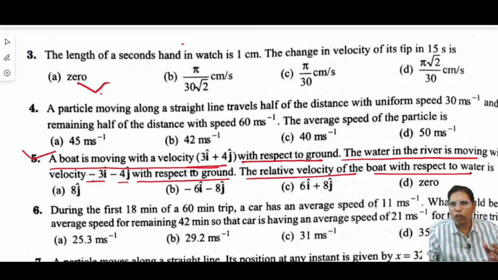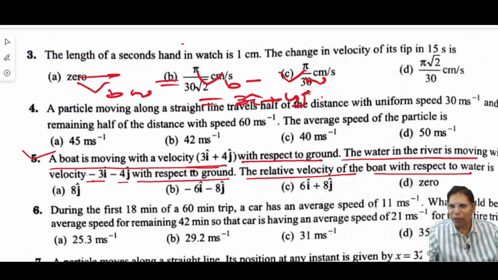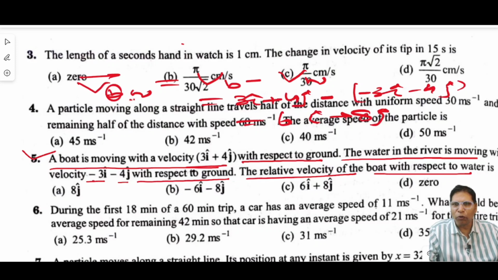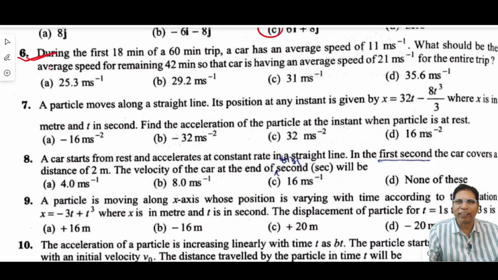Now, the relative velocity of the boat with respect to water, VBW, is equal to VB minus VW. Here VB is 3 i cap plus 4 j cap. Okay, no problem. And VW is 3 i cap minus 4 j cap, with the minus sign applied. So this becomes 6 i cap plus 8 j cap, the relative velocity of the boat with respect to water. Okay, understood? Next. So option C is correct. Now question number 6.